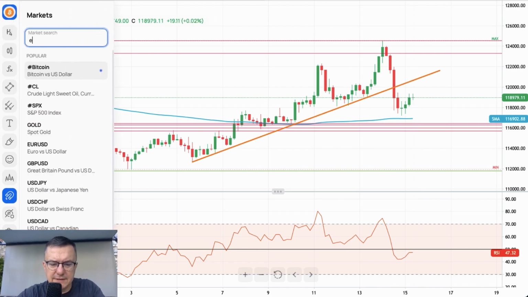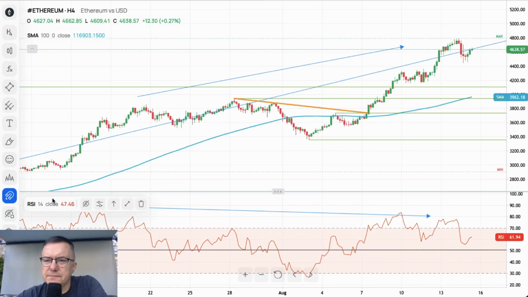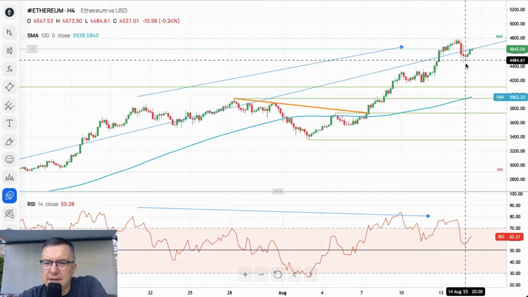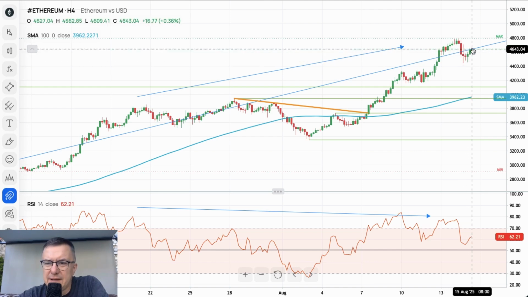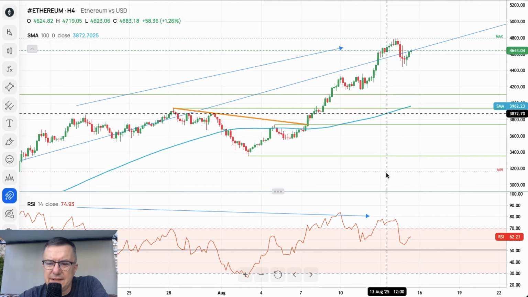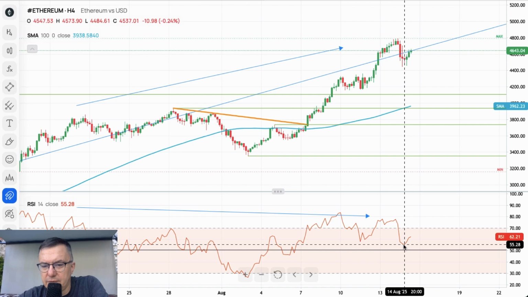And last but not least, let's take a look at the Ethereum. Ethereum yesterday made a little bit of a pullback towards 4,448. Nevertheless, we are back trading higher. 4,662 is still in play. The momentum is slowly moving lower. It's doing lower lows on this four hour time frame chart.